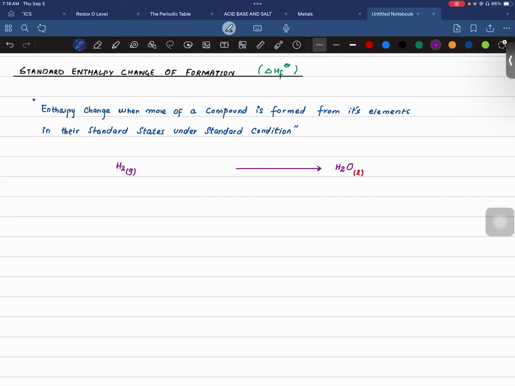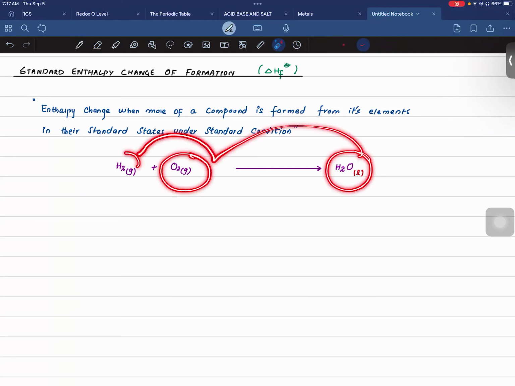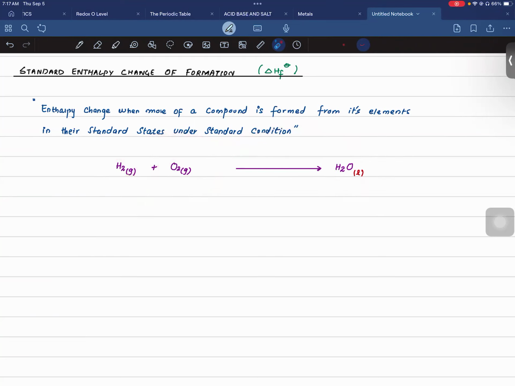The standard state for hydrogen is gas, and also it's diatomic, right? And this is O2 gas, from its elements in their standard states. The standard state is gas. The standard state is diatomic, it's not monoatomic. You are not supposed to write only H or only O. It's H2 and O2.